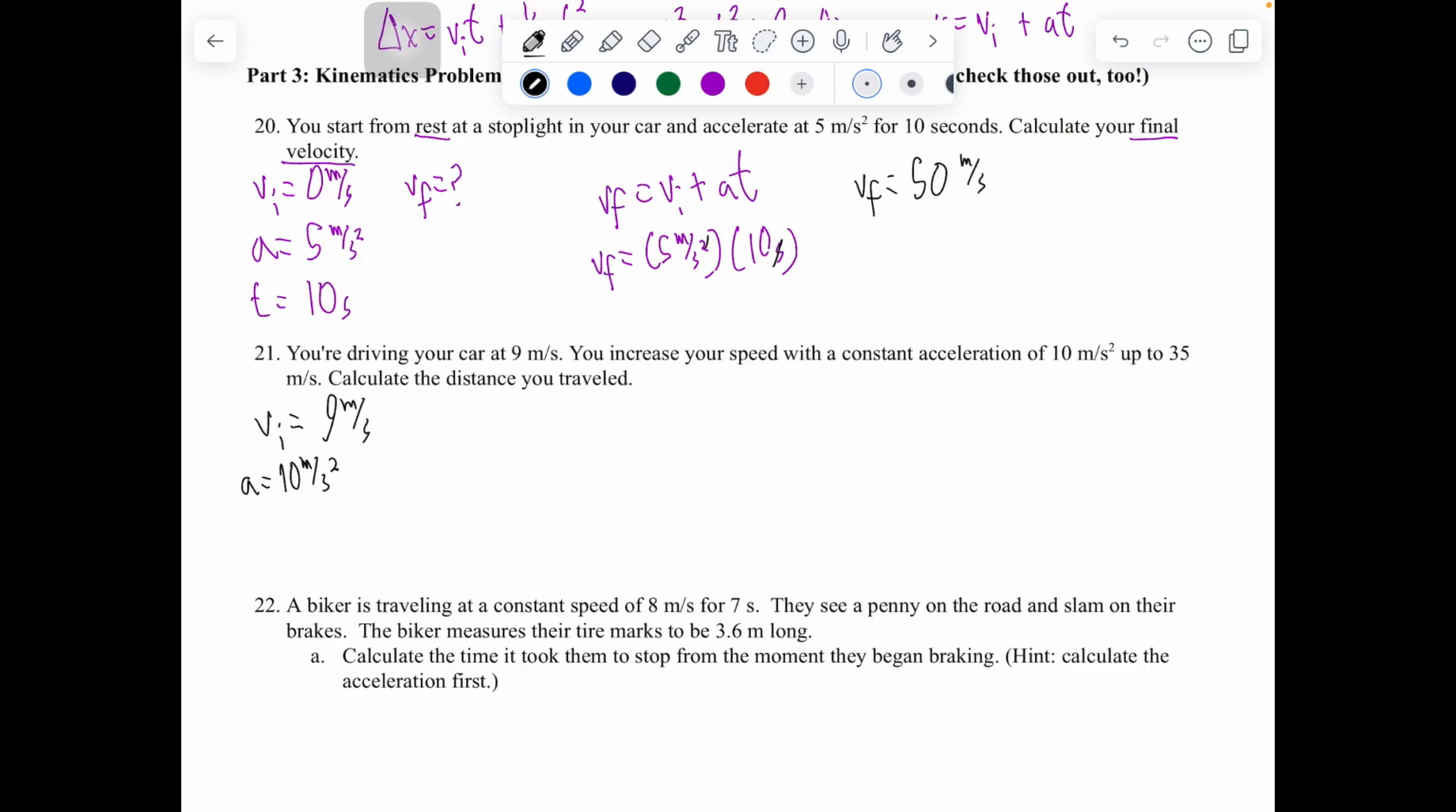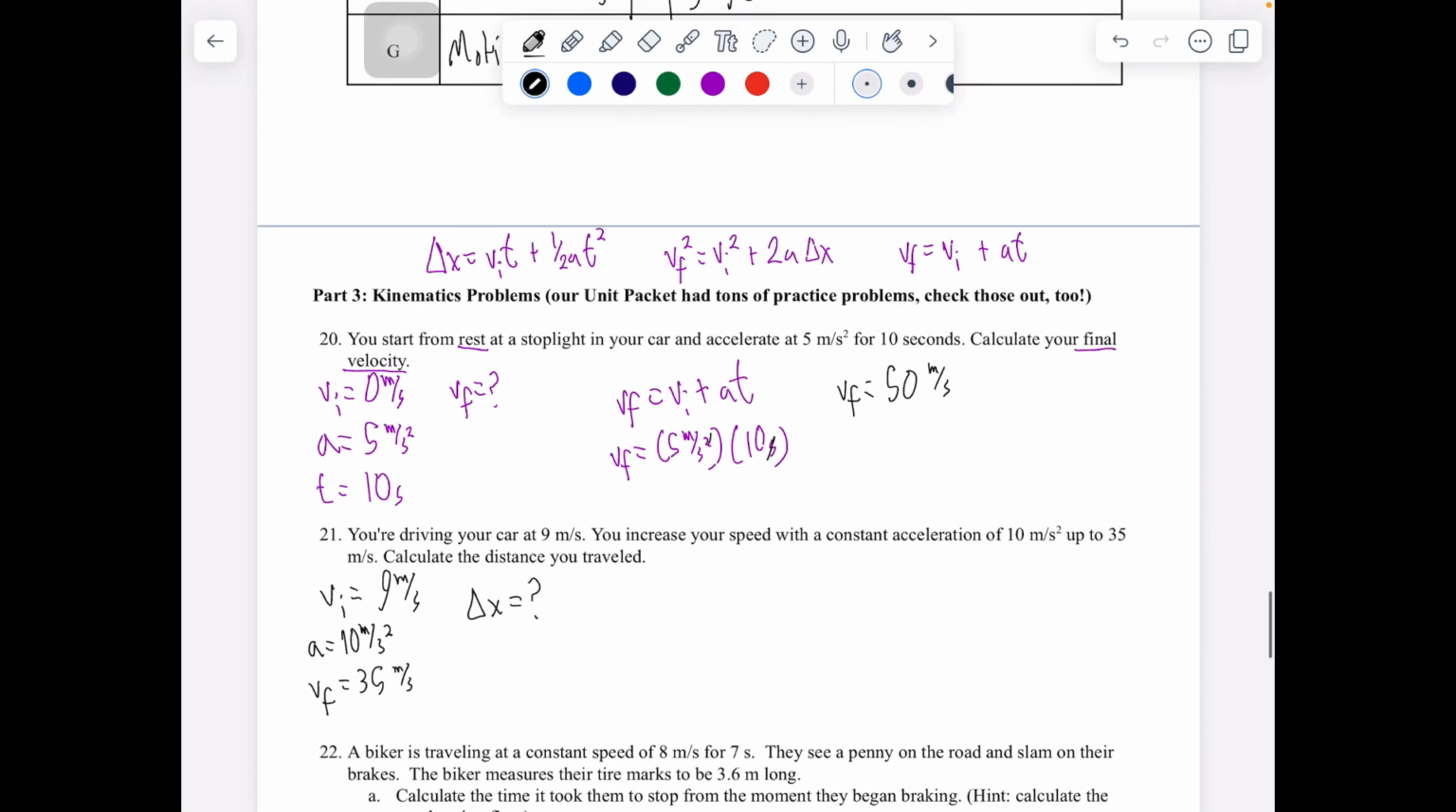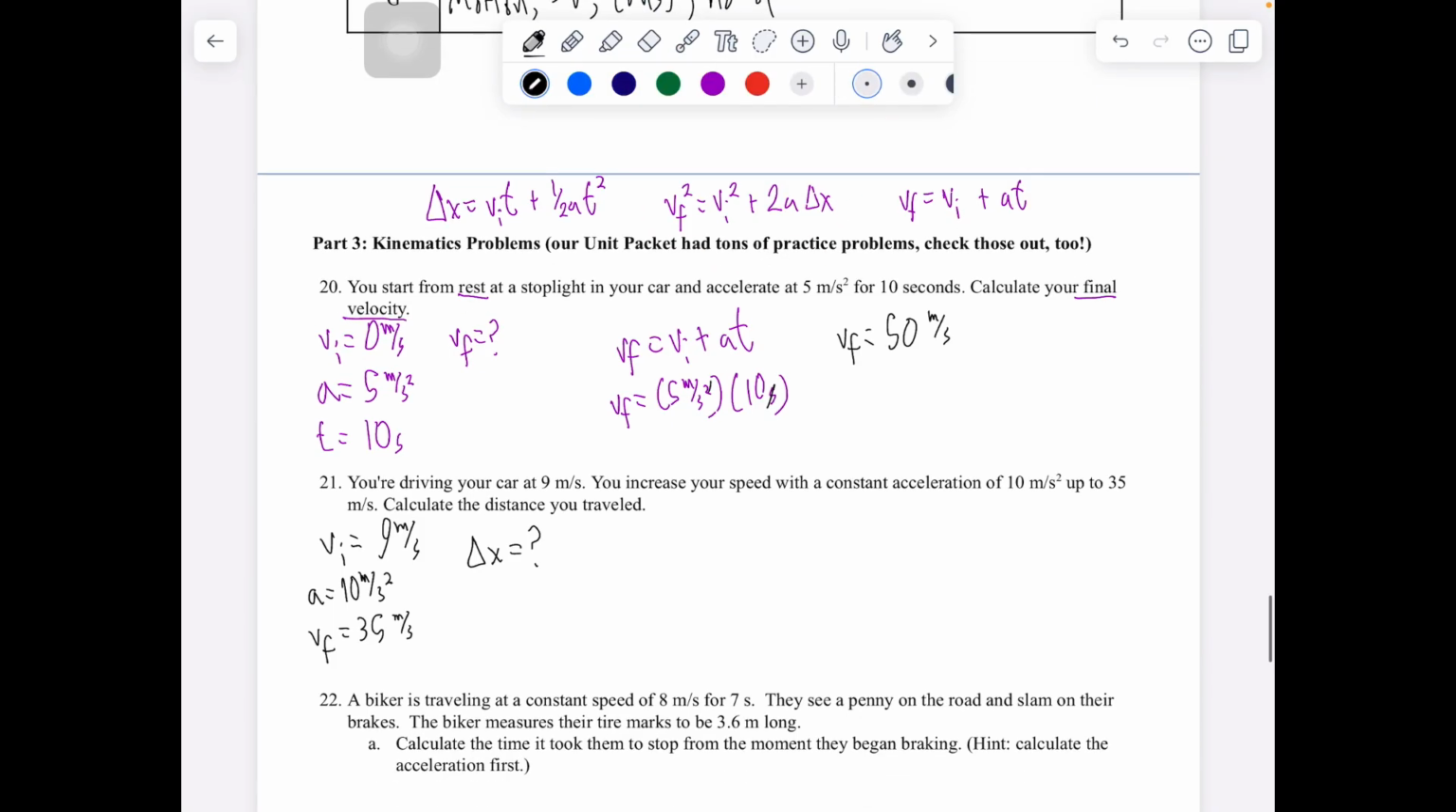Up to 35 meters per second. That's our final velocity. Calculate the distance you travel. Okay, based on this information, let's pick out our equation. We don't have a time, so we're going to go ahead and use this middle equation. Let's write it down.